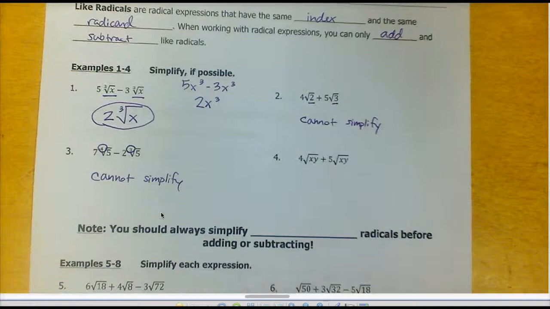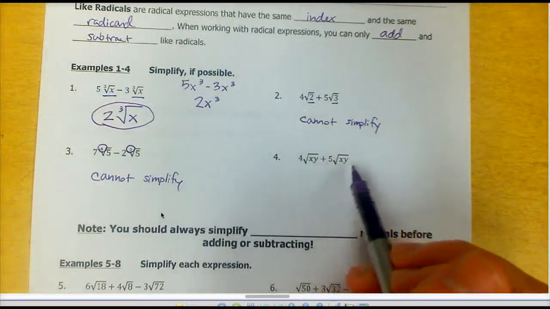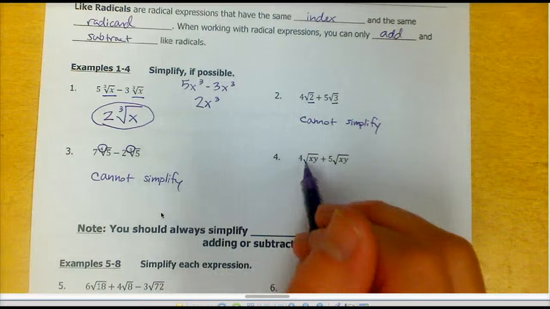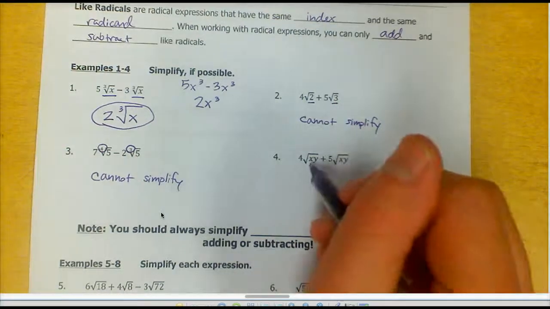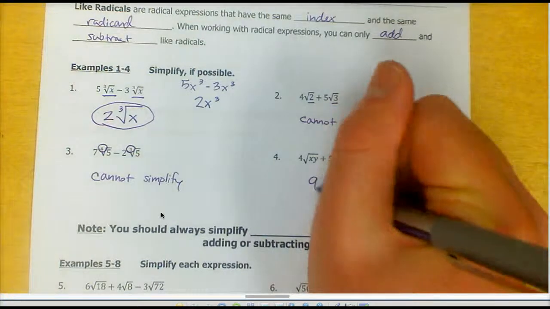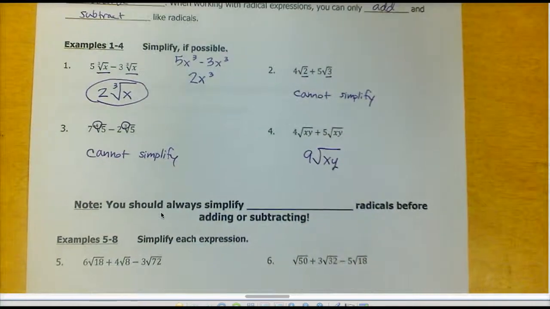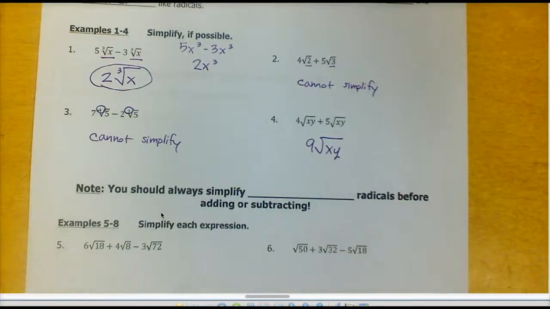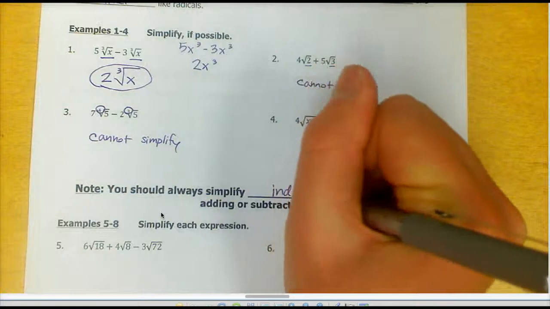Okay, finally, we have 4 radical xy plus 5 radical xy. This time, they're both square roots, so that means the indexes are the same. My radicands are xy and xy, so I can combine these to get 9 radical xy. Okay, now, one note here, and you'll see this down in examples 5 and 6 when we get to that. You should always simplify individual radicals before you add and subtract.